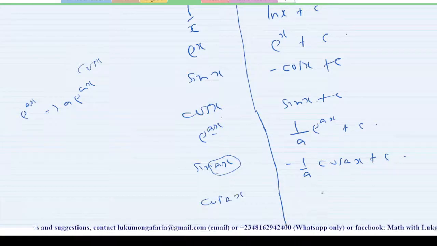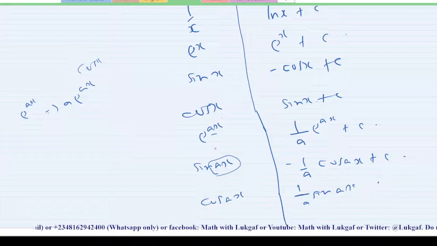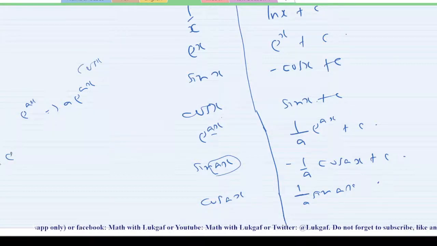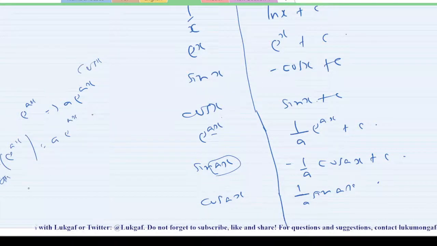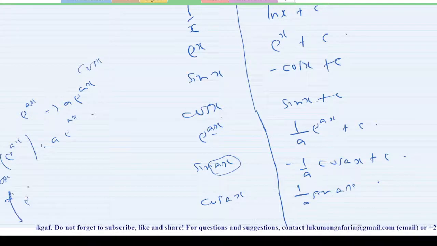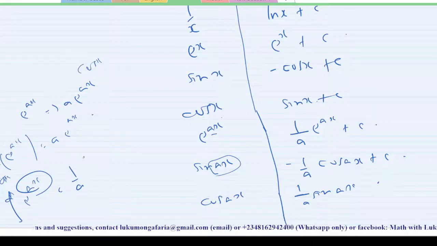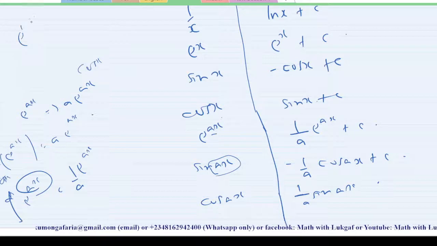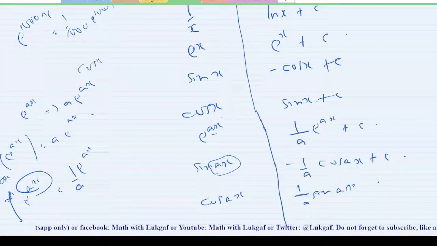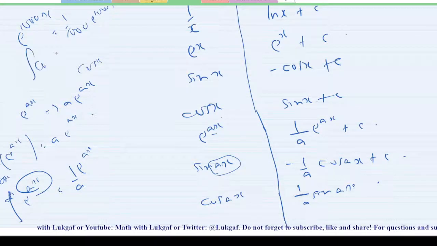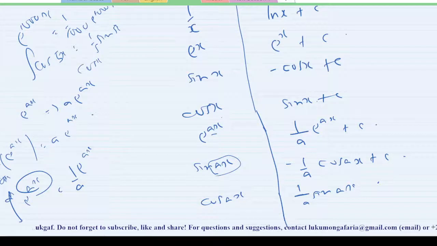Likewise, cos ax is going to be 1 over a sin ax. I hope you understand the difference now. When you have e raised to ax and you are differentiating it, don't stress yourself, that is a e raised to ax. But when you have the integral of e raised to ax, the a you differentiated here, you put at the denominator. That's 1 over a e raised to ax. In essence, e raised to 1000x will give me 1 over 1000 e raised to 1000x. Likewise, the integral of cos 5x is going to be 1 over 5 sin 5x. It is as simple as this.